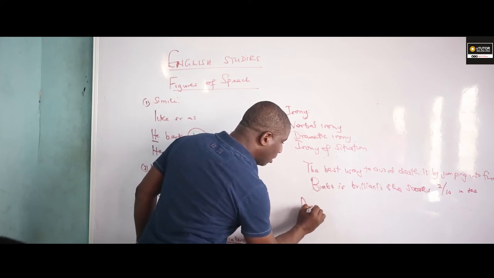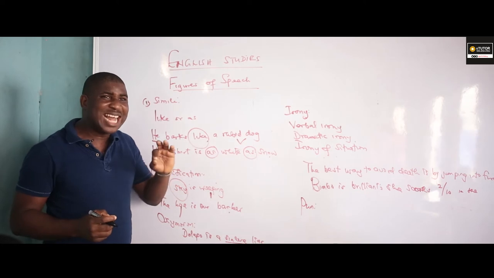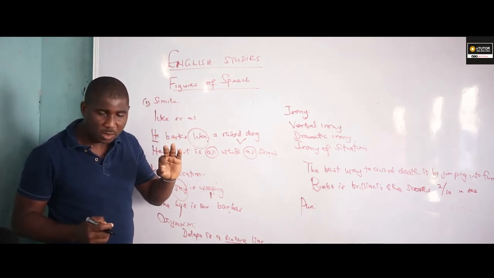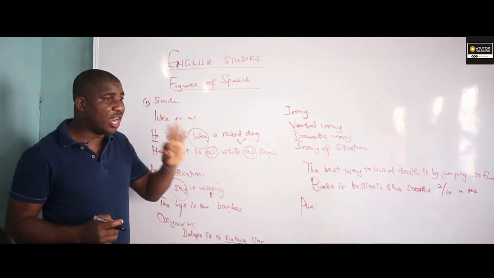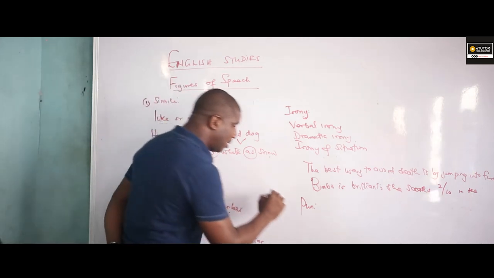Now, the next one is pun. Pun is a figure of speech that plays on words. It plays on what? Pun is a figure of speech that plays on words. Okay. Now look at this sentence.